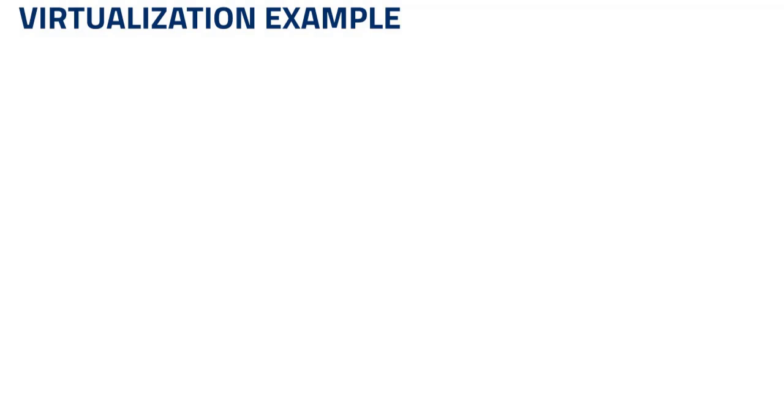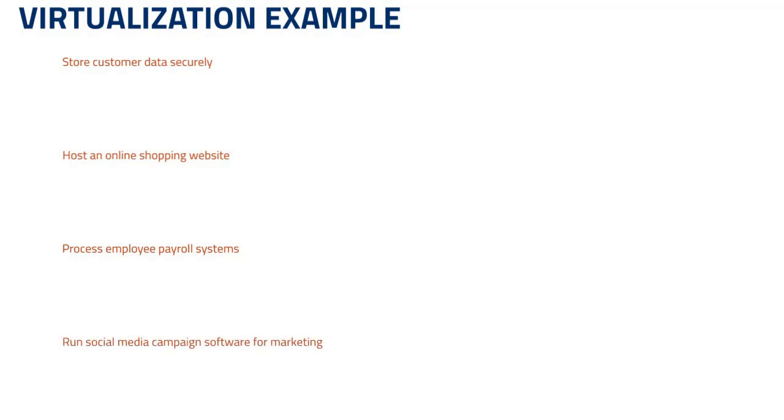Suppose there is a company that requires servers for four different purposes. A. To store customer data securely. B. To host an online shopping website. C. To process employee payroll systems. And D. To run social media campaign software for marketing. All these tasks require different things.